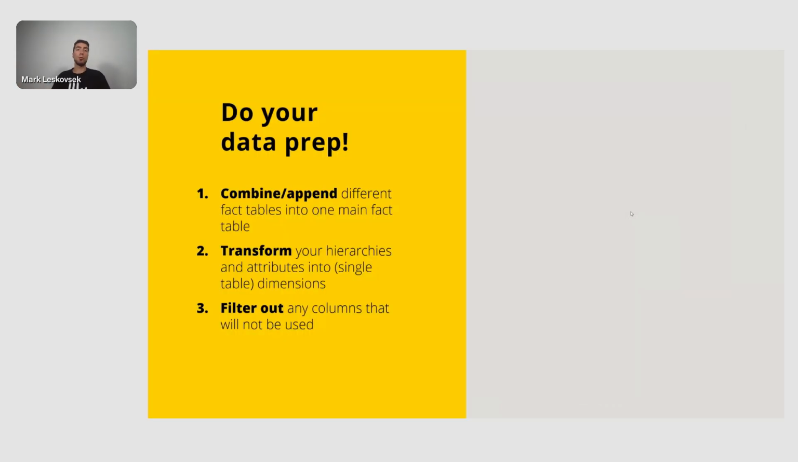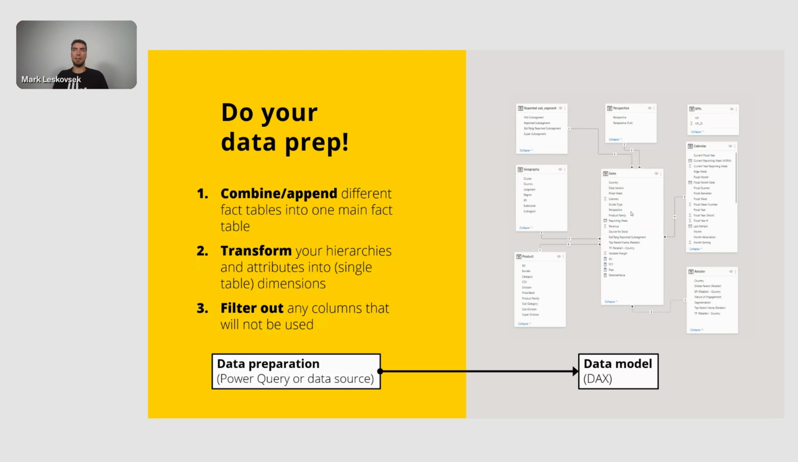Okay, so if you want to have performance reports, there is no avoiding this. You need to do your data and model preparation. You need to append different fact tables into one main fact table, transform your hierarchies and attributes into single dimensions, and filter out any columns that will not be used. Any unused columns should ideally be filtered out. Now, you can do this either in Power Query or ideally even at the data source, right? And for some specific measures and calculations, you can do it in DAX later on.